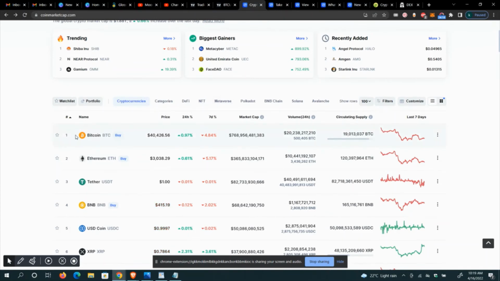And also, just like I explained how CoinMarketCap works, let's say, for instance, I'll use BTC as an example. BTC, this is the price of BTC. This is the 24 hours movement.